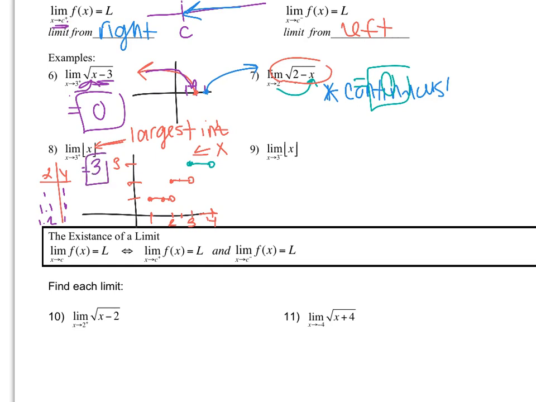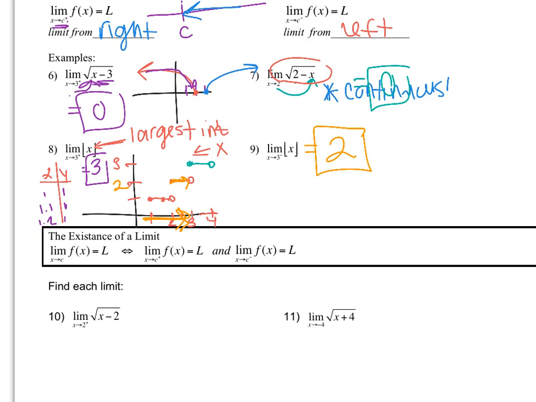But when we look at number 9, we're evaluating the same function, that step function, or floor function, the largest integer less than or equal to x. But as x approaches 3 from the left, that limit is definitely different. If x is approaching 3 from the left, the limit is 2, because if x is less than 3, the largest integer less than or equal to that number is going to be 2.